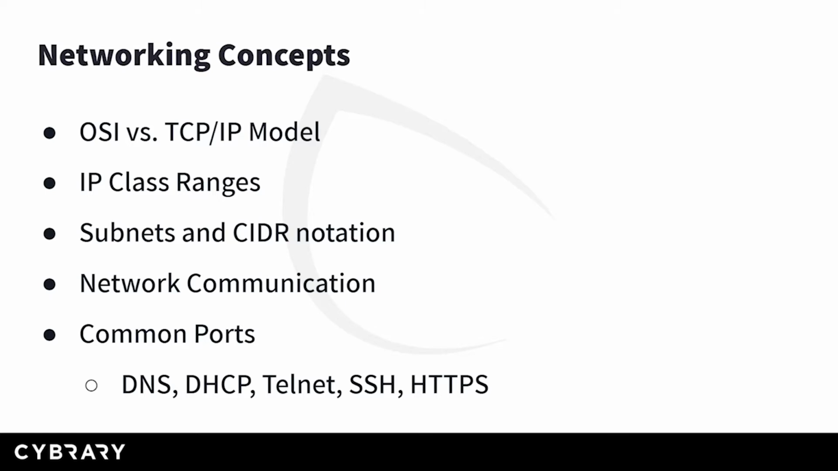After that, we're going to go over IP class ranges and how you can distinguish a private IP address from a public IP address. Once we've gone over the basic addressing of an IP network, we're going to go over subnetting and CIDR notation. We'll then discuss network communication and the difference between a unicast message, broadcast message, and multicast message.